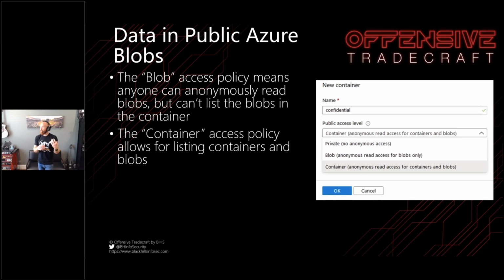So they can access them if they have a direct link to it, but they can't actually list them within a container. If you set container, that means you have anonymous read access to both the containers and the blobs within the containers. So this would be the worst case scenario for somebody that had set up an Azure blob like this, because this means that if I can enumerate the storage account name, as well as the endpoints, then the containers, I can list out anything within it.